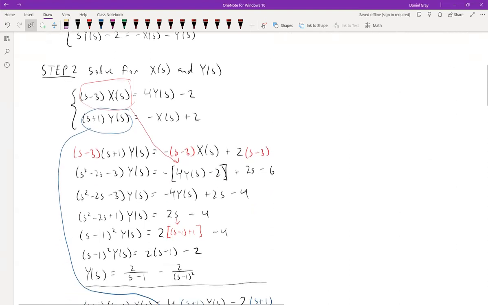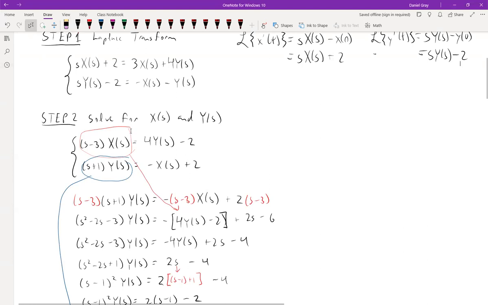Step two is now we solve for X(s) and Y(s), okay? So we have to first get all the X(s) terms and all the Y(s) terms on the left-hand side here, okay? So in our first equation here, we're going to subtract 3X(s) on both sides. So we'll have an s times X(s) minus a 3 times X(s). And if I factor out the X(s), I just have s minus 3 times X(s), okay? This plus 2 that's on the left-hand side, I'm going to subtract that over. So now we have a 4Y(s) left over and then minus 2.